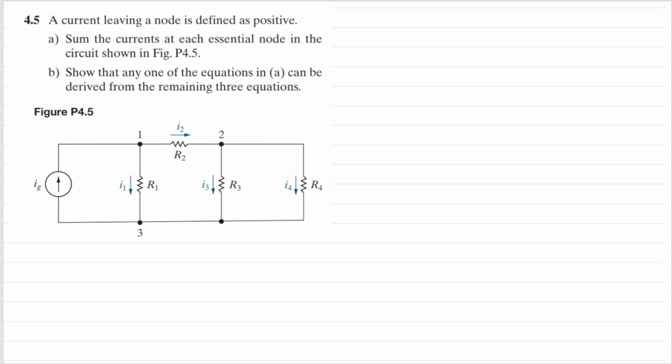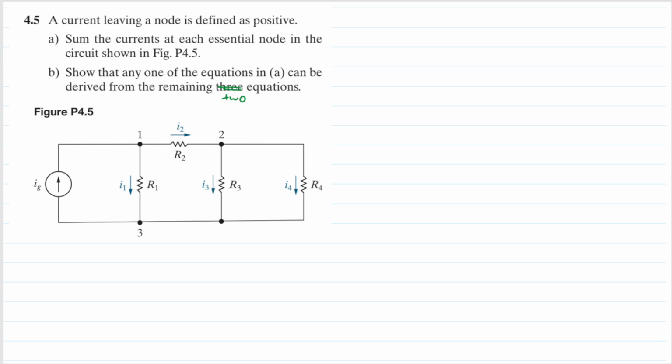So the question is like this. A current leaving a node is defined as positive. A. Sum the currents at each essential node in the circuit shown in figure P4.5. So there are 3 essential nodes, right? And then B, show that any one of the equations in A can be derived from the remaining 2 equations, right? Because we only have 3 equations.